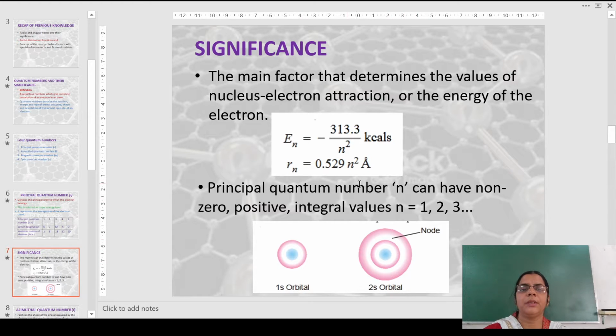It will have a positive number, and it is an integer and non-zero. It cannot have a value of 0. There is no energy level which can have a value of 0. It only starts as 1, 2 and 3, and please remember it can only have positive numbers.